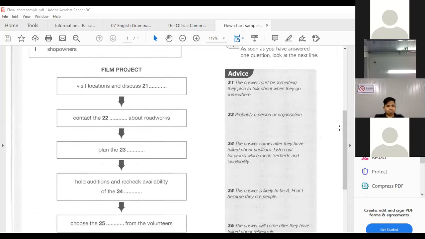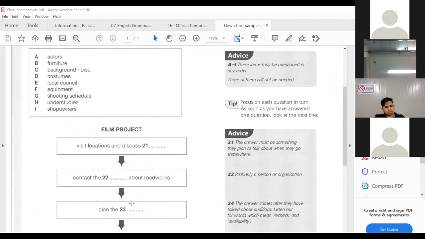Number 21, let's start from Kieng On. What's the answer? What letter is it? C, background noise. Very good, background noise. Why did you not choose the option of shop owners? Because he mentioned the noise at the end. I'm not sure. I just heard it. Okay, thank you. The answer is background noise.